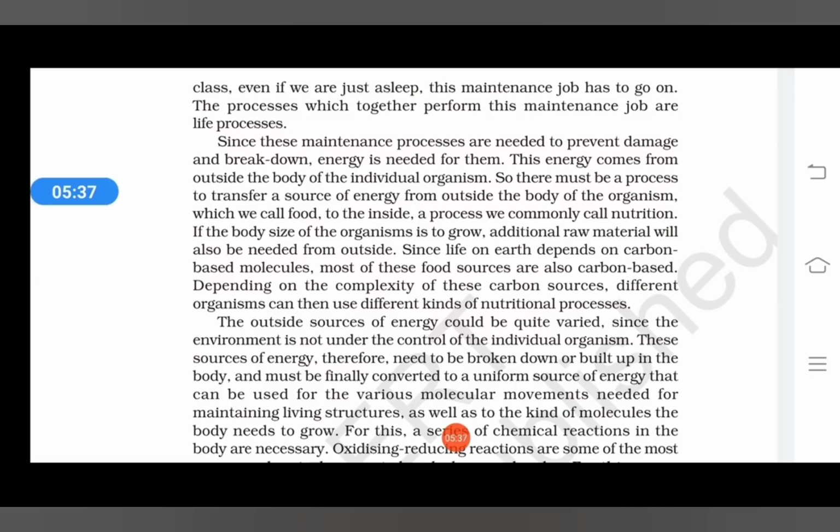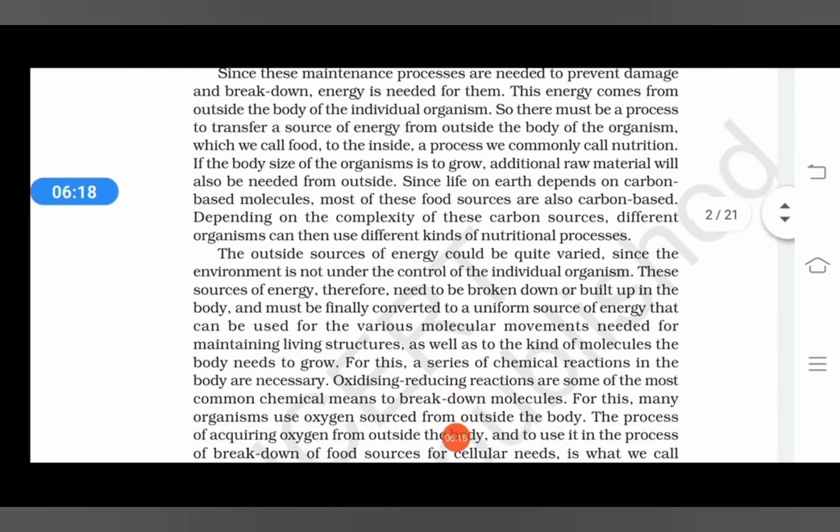We saw that in order to keep our life going, the molecules must keep working. So in order to keep this going, we need energy. Most of the energy sources are carbon based, so they are to be taken into our body and converted into the required format. Let's see how it is done. So that is the first process, and that is called nutrition.